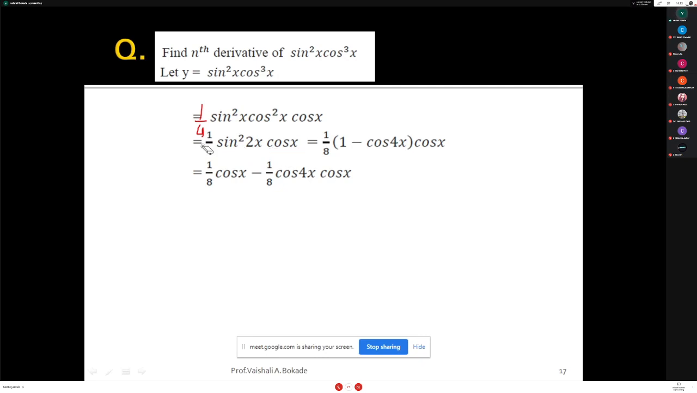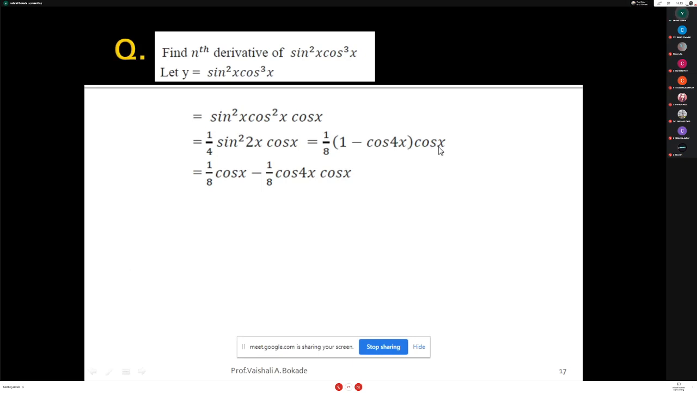In the next step, I'm writing sine square 2x as 1 minus cos of 2 into 2x, divided by 2. 1 by 4 is already there. So it becomes 1 upon 8 into 1 minus cos of 2 into 2x, that is 1 minus cos 4x. Again, I'm keeping cos x as it is here.